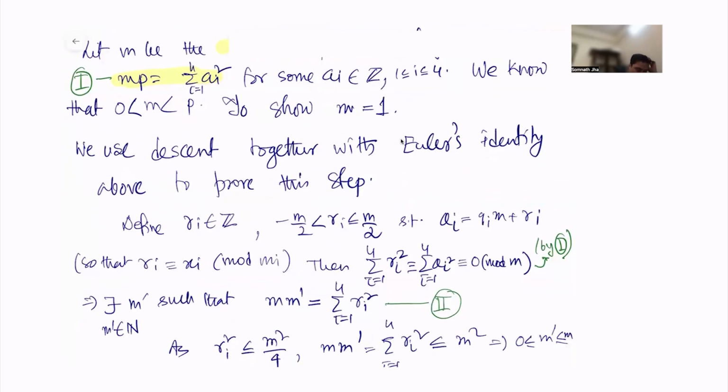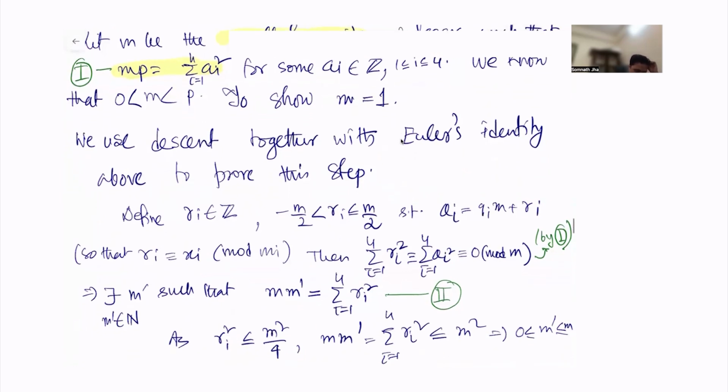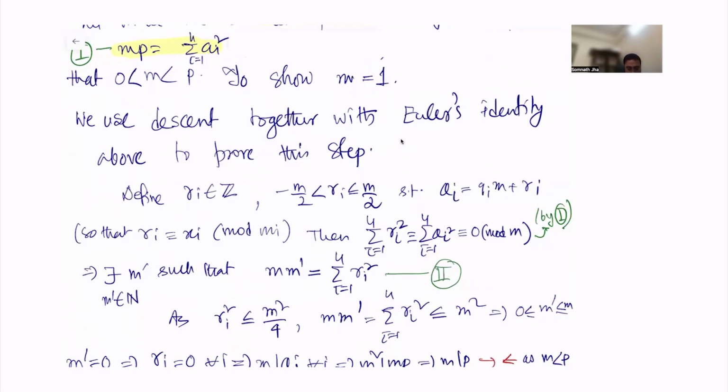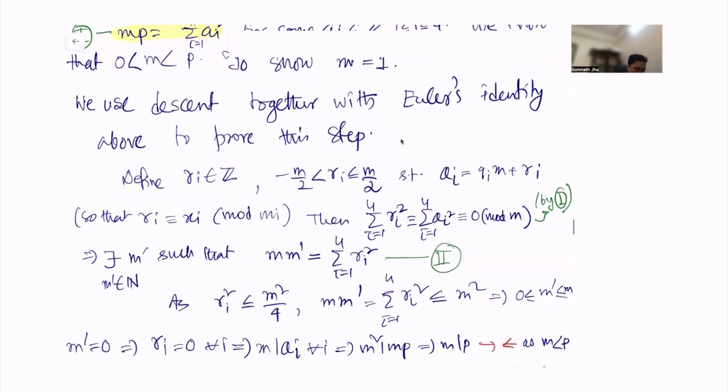Now Ri is less than or equal to m by 2 in absolute value, so Ri square is at most m square by 4, and m prime is by definition such that m times m prime is summation Ri square. So that is less than or equal to 4 times m square by 4, which is m square. So m times m prime is at most m square. You cancel m from both sides, so m prime is between 0 and m. Now we'll show that m prime cannot be 0 and m prime cannot be m. Then m prime is strictly less than m.